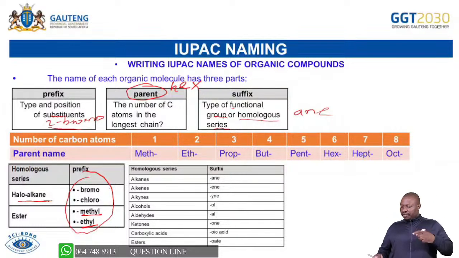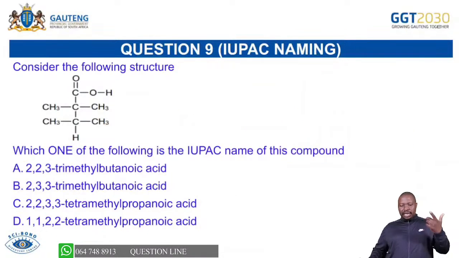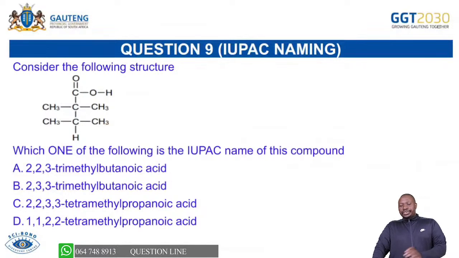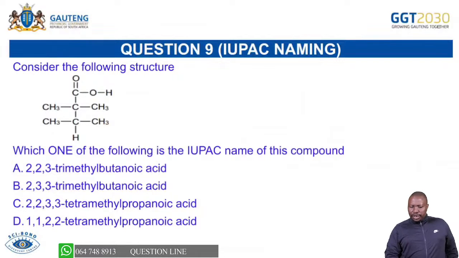And then as we are moving on, we're going to do examples of naming. Then you will be able to understand. Let's look at this question. It says, consider the following structure. Now we have our structure here. Which one of the following is the IUPAC name of this compound? What I will suggest is, name the structure first, then go to the options that are given so that you don't go and guess the answer.